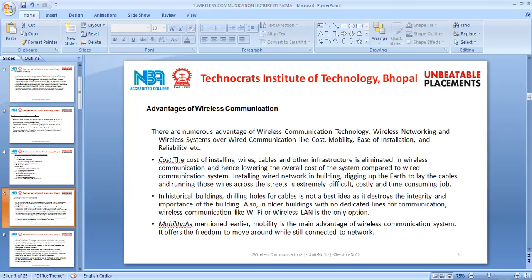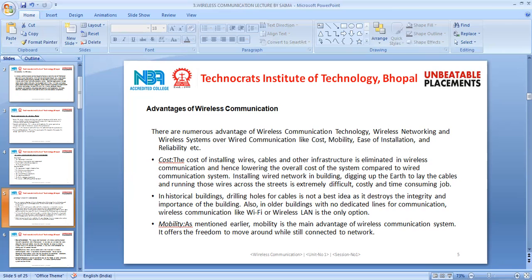Next is reliability. Since there are no cables and wires involved in wireless communication, there is no chance of communication failure due to damage of these cables, which may be caused by environmental conditions, cable splices, and natural diminution of metallic conductors.